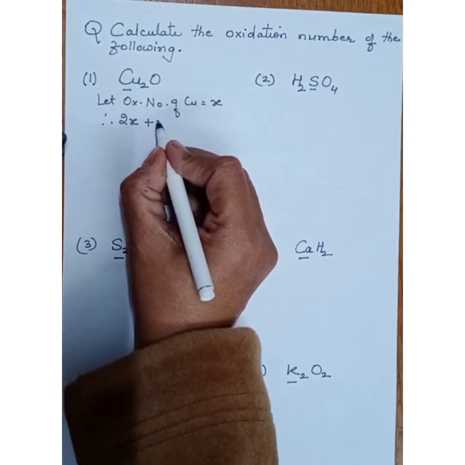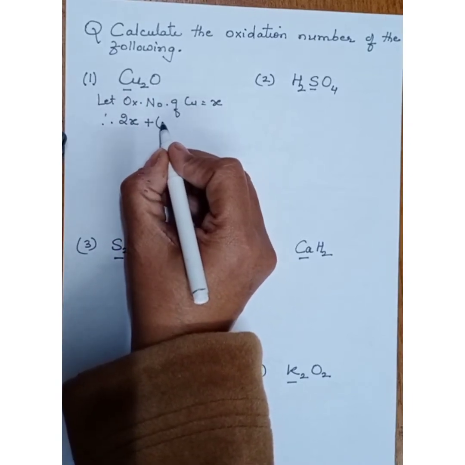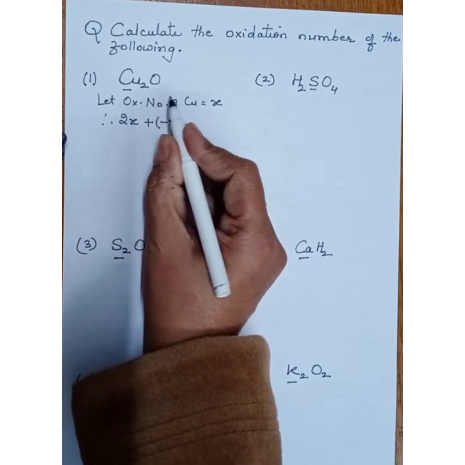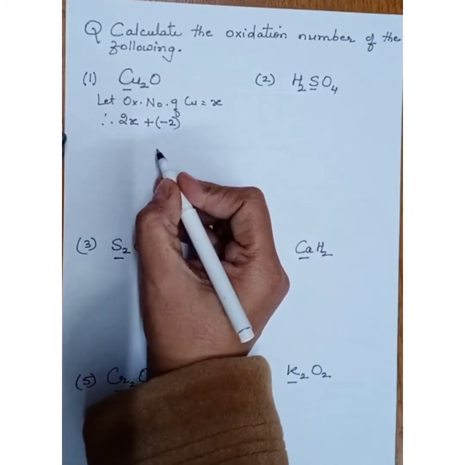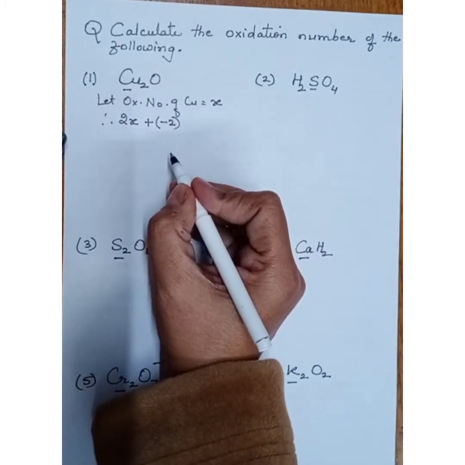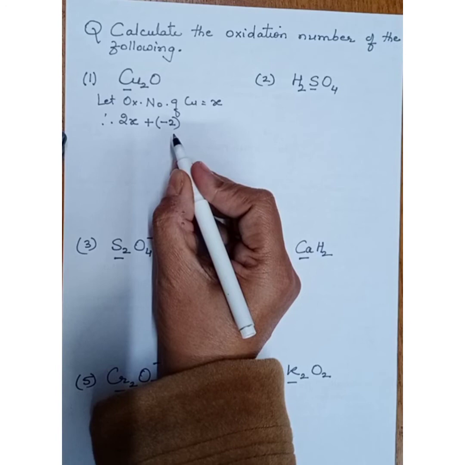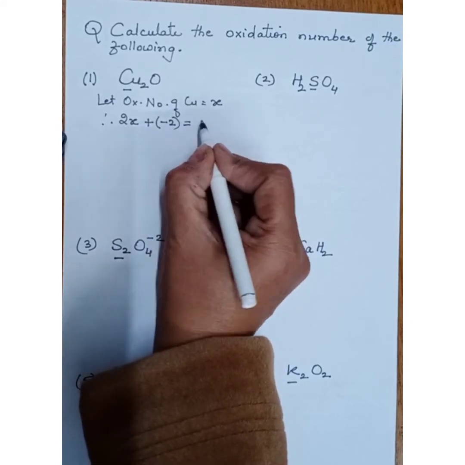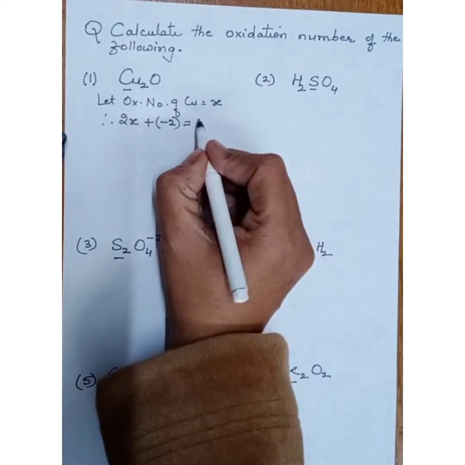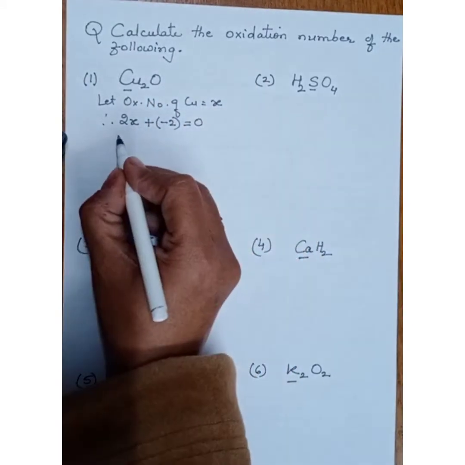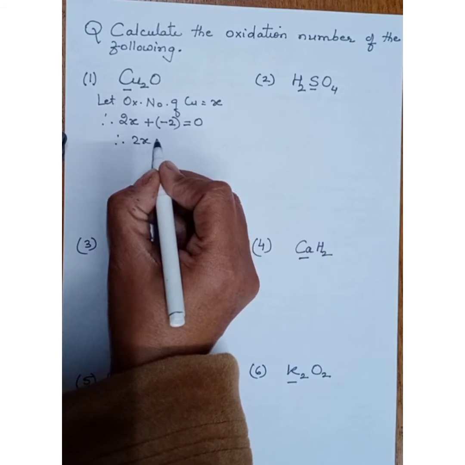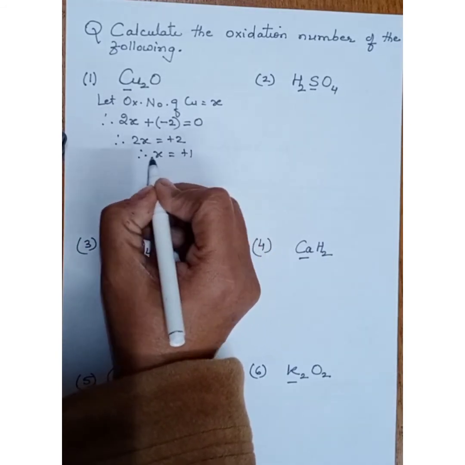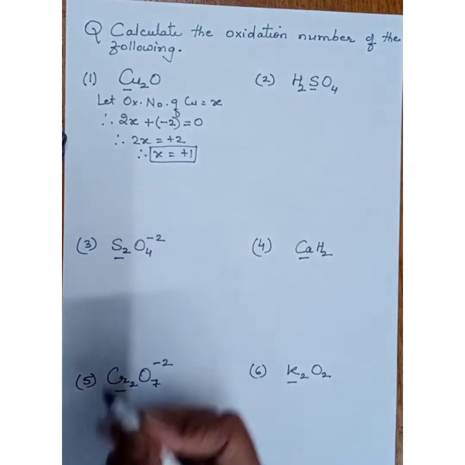Oxygen. Now oxygen has oxidation number of -2 in all its compounds here. It is neither a peroxide nor a superoxide. Normally peroxides and superoxides are formed by group 1 and group 2 elements. It is equal to 0, as there is no charge on the compound. Therefore 2x is equal to +2, so x is equal to +1, the oxidation number of copper.